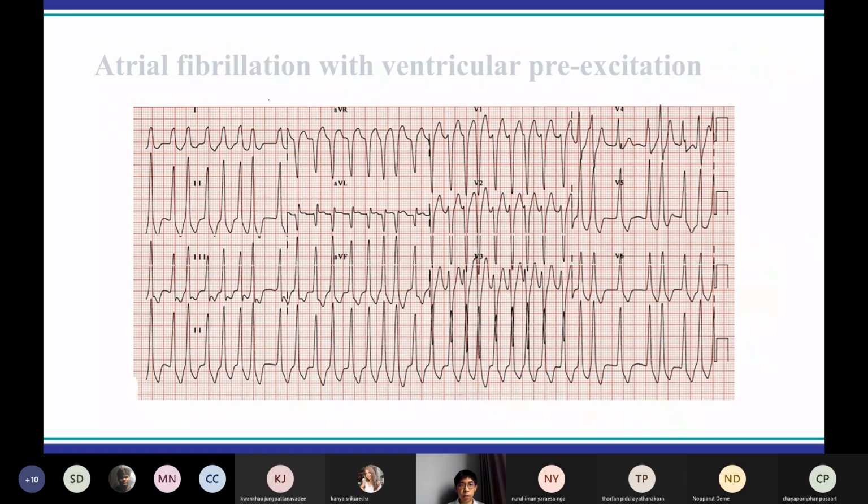And this one I described before. It is one of the most malignant arrhythmias, atrial fibrillation with ventricular pre-excitation.